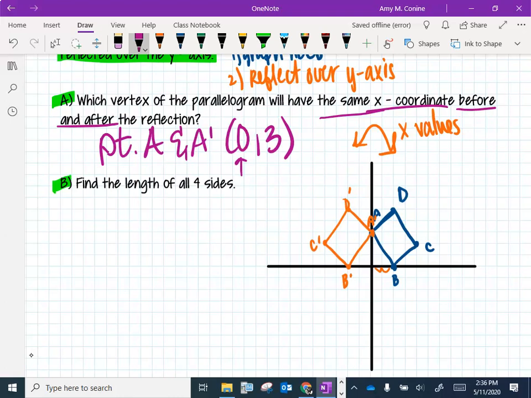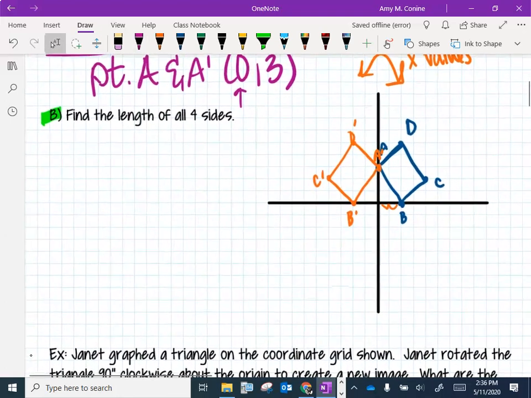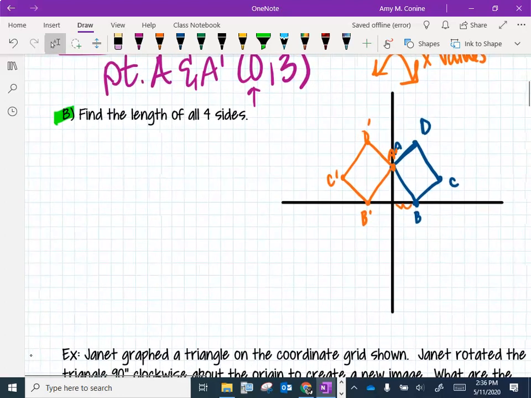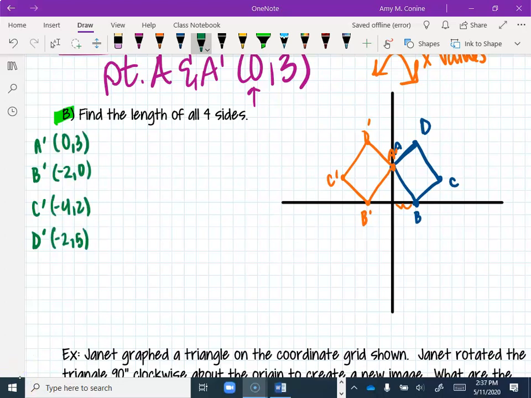Part B says find the lengths of all four sides. You're going to use this skill in geometry to prove that shapes are what they're asking. So we're just going to practice finding the distance with actual coordinates. The first thing I want to do is list what my A prime, B prime, C prime, and D prime are. Go ahead and do that now. List those points. So, I've listed those points.